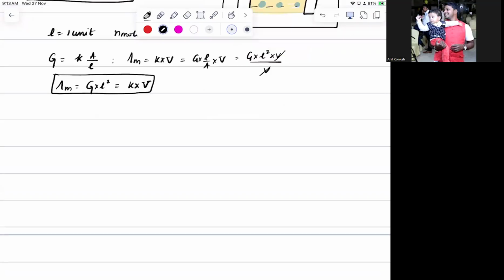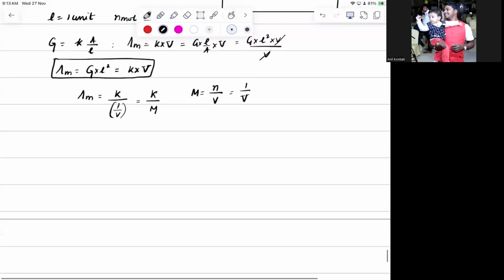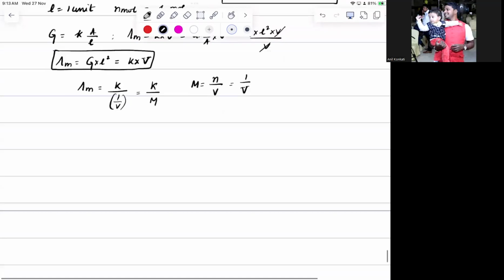Now lambda M can be written as kappa by 1 by V. And now, kappa by 1 by V, molarity is what? Number of moles by volume. If number of moles is 1, then 1 by V is nothing but molarity. So lambda M is kappa by molarity.